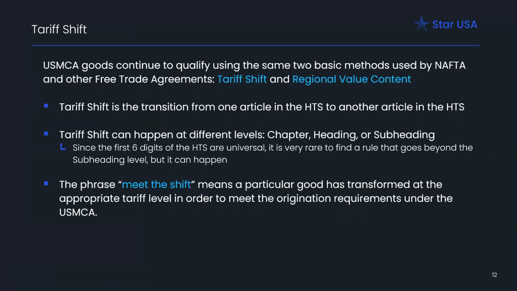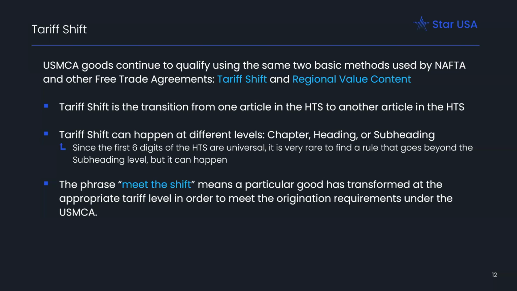Okay, tariff shift. So under the USMCA, goods are going to continue to qualify using the same two basic methods used by NAFTA and other free trade agreements. Those two methods are tariff shift and regional value content. When I use the term tariff shift, I'm talking about the concept that a good transitions from one article in the HTS to another article in the HTS. At its basis, that's what tariff shift means. It is a different article because of some act of manufacturing or a combination with other raw materials.